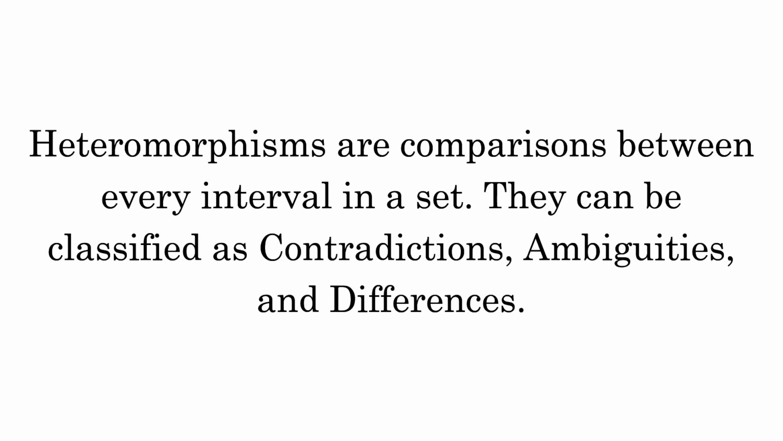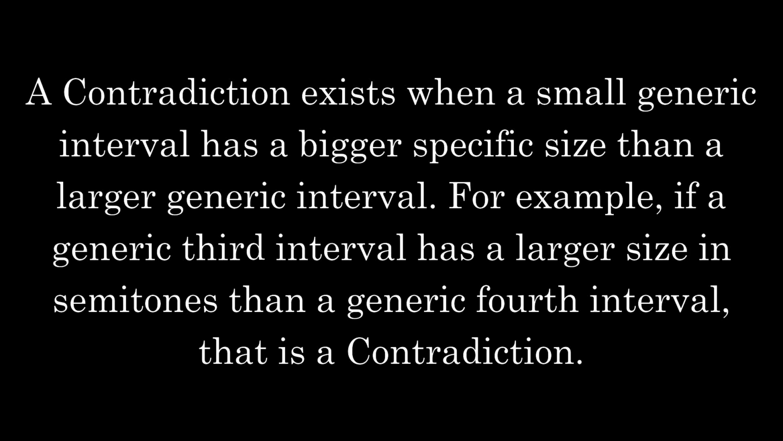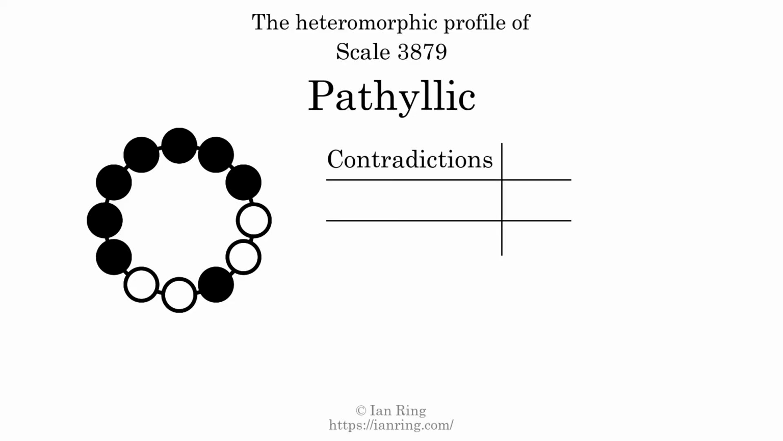Heteromorphisms are comparisons between every interval in a set. They can be classified as contradictions, ambiguities, and differences. A contradiction exists when a small generic interval has a bigger specific size than a larger generic interval. For example, if a generic third interval has a larger size in semitones than a generic fourth interval, that is a contradiction. The number of contradictions in this scale is 94.